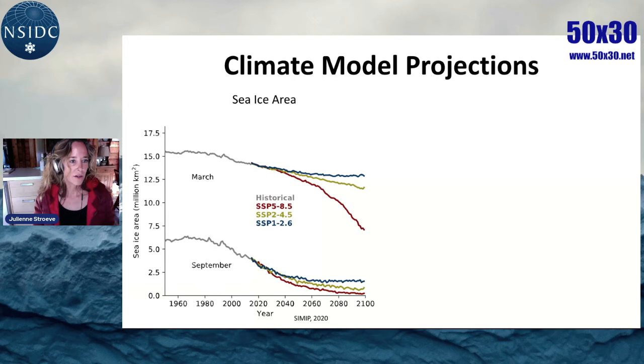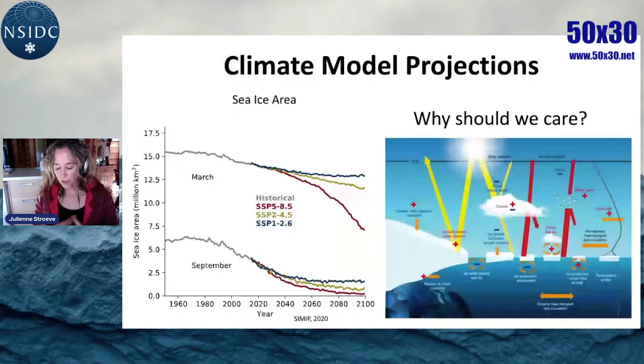So why should we care about all of this? You've already heard about it in some of these previous talks. One of the big parts of this is that we're losing the reflective sea ice cover, which helps to keep our planet cool. Sea ice reflects most of the sun's energy back out to space. So if we lose it, the oceans start to warm up, and then you have the ocean acidification that we've heard about. But it also amplifies the warming in the Arctic, which will impact Greenland melt, permafrost thaw that we heard about, coastal erosion, and of course, ecosystems that depend on the sea ice for their functioning.